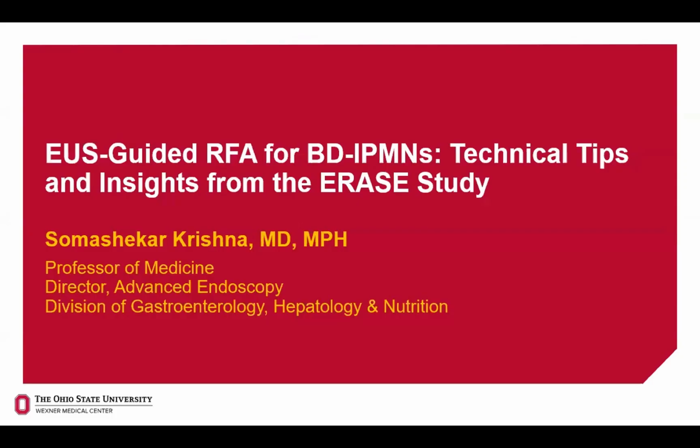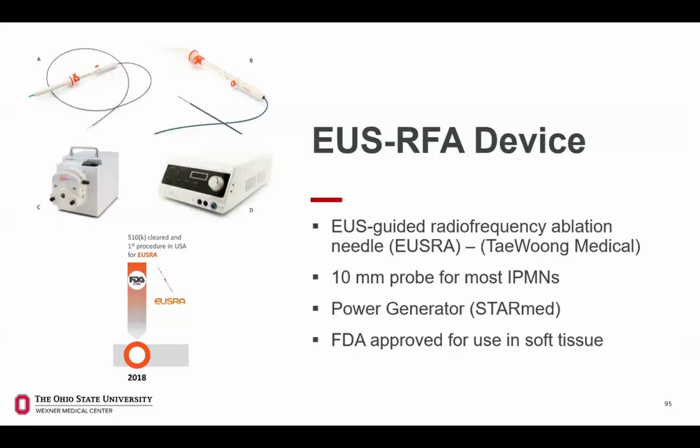So changing gears to EUS-guided radiofrequency ablation of pancreatic cystic lesions, the other modality to ablate lesions. Currently there is just one FDA-approved needle and generator available for pancreatic RFA. For treating IPMNs, we typically use the 10mm probe, since these lesions are often larger and require a broader treatment zone. And here is the equipment on the slide.